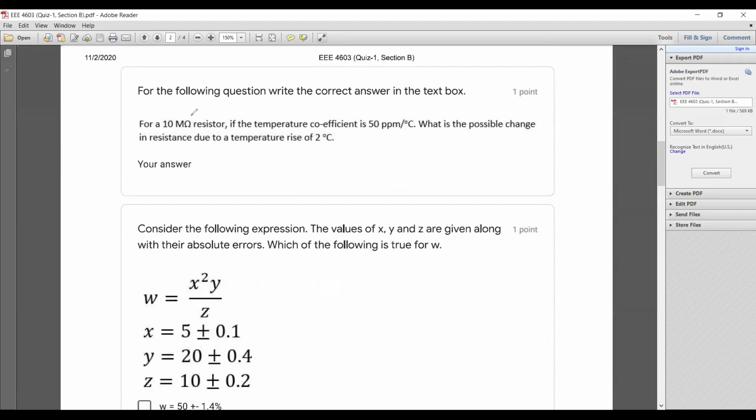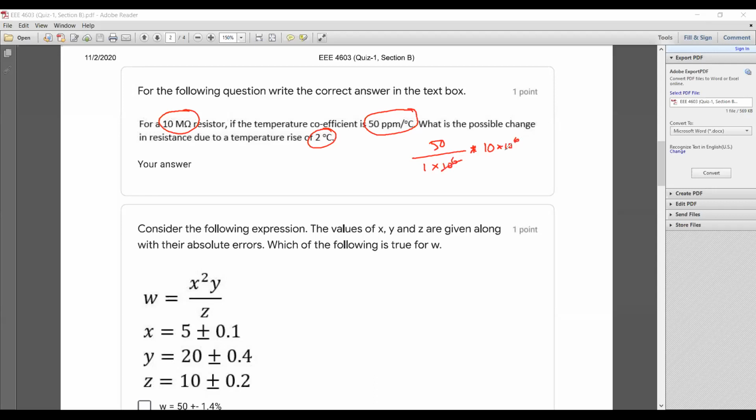An initial resistance of 10 mega ohm was specified, with a temperature coefficient of 50 parts per million per degree Celsius change. What is the possible change in resistance for a 2 degrees Celsius rise in temperature? First of all, 50 parts per million you can represent as 50 divided by 10 to the power 6. And what fraction of 10 mega ohm is that? You can multiply this with 10 mega ohms.